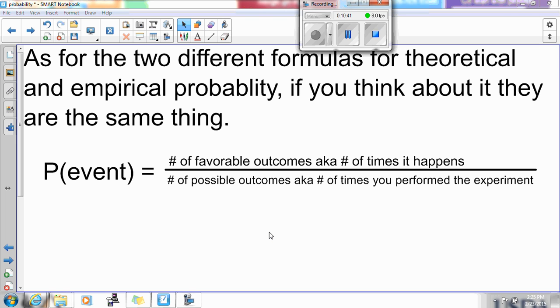Now, in the beginning, I gave you 2 formulas for probability, but really, there's just one. Both of them are just the number of times you want it to happen, or it did happen if you did an experiment, divided by the total number of times you're looking at, or the total number of possibilities. So don't think of this as 2 different formulas, always think of it as the favorable amount divided by the possible amount.